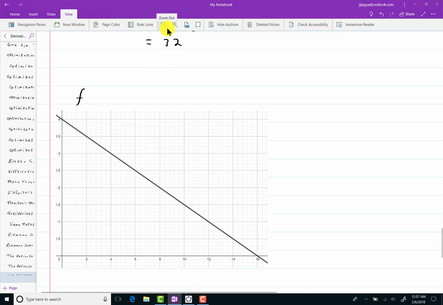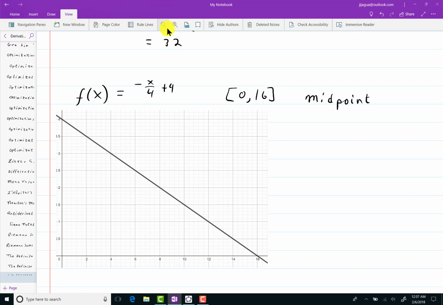All right, and now we'll move on to the most undesirable aspect, because it has the worst computation. f of x equals negative x over 4 plus 4. The interval we're working on is 0 to 16. This time we're going to do the midpoint method, or midpoint endpoints. Just midpoints. I don't know why they're not endpoints, they're midpoints. Precisely what they are, so midpoints.